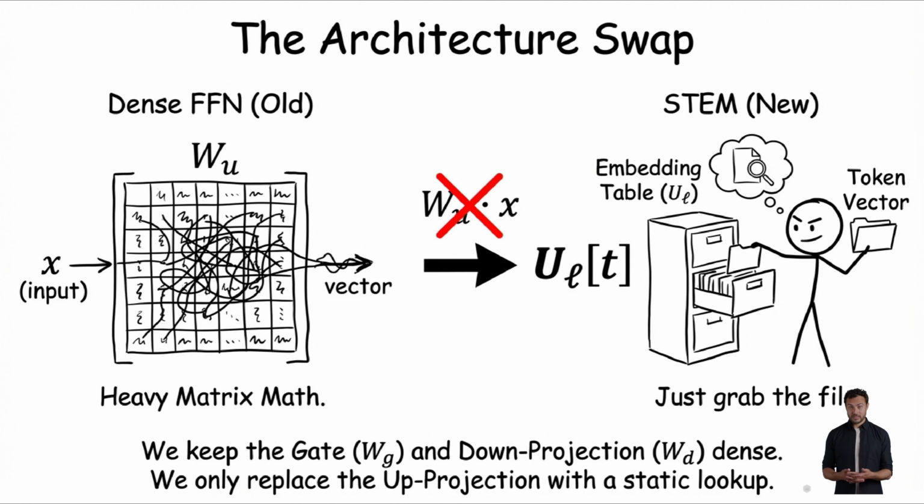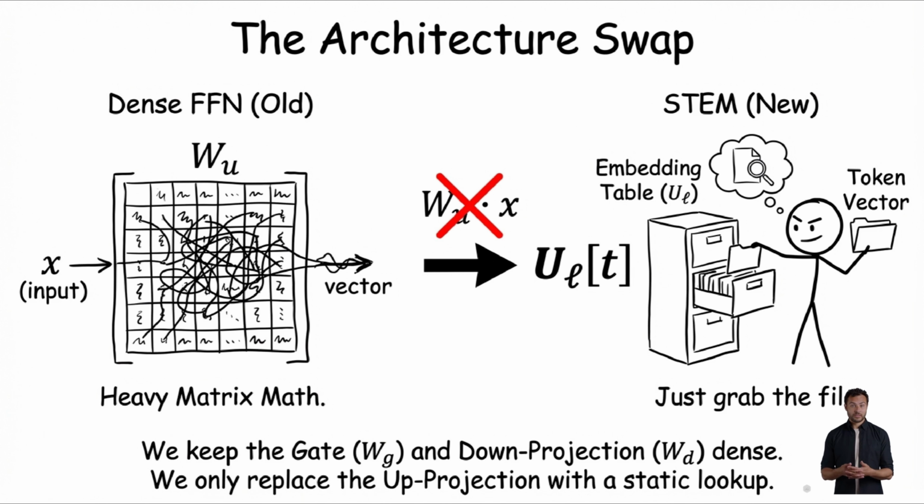On the left, the dense feed-forward network, the old path, is the classic feed-forward block. You take the token representation and push it through big learned matrices, which means heavy matrix math every time a token passes through the layer. On the right, the STEM column swaps out that expensive step. Instead of computing the up projection with a dense matrix multiply, STEM uses the token ID to index a static embedding table U. Basically, just grab the file for that token and use that vector directly.